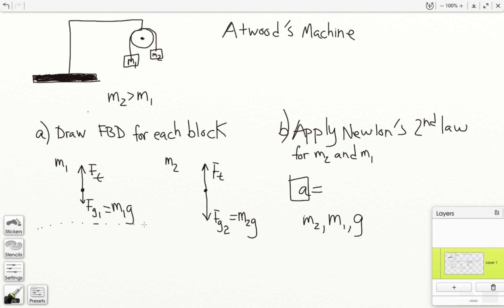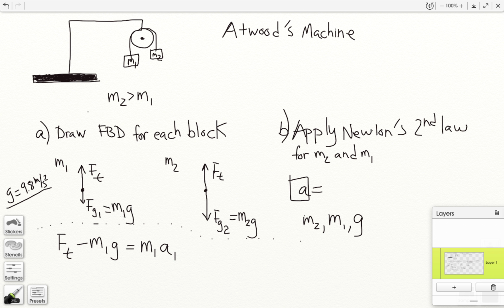Okay, so now apply Newton's second law for mass 2 and mass 1. I'm going to work through part B down here. For the first block, we have our tension force, which will be a positive value, and then our force of gravity is in the downward direction. Assuming that g is just a constant value, usually 9.8 meters per second squared, but here we'll just write it as g. So Ft minus M1g is equal to mass 1 times the acceleration of block 1.